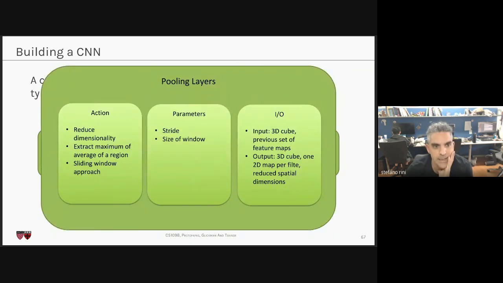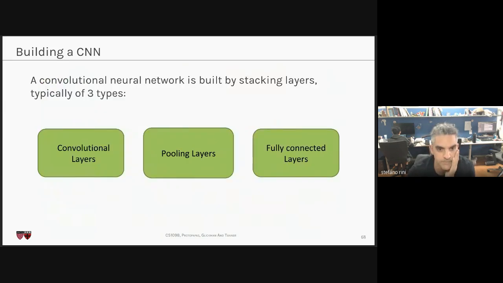Then we have the pooling layers. The action of the pooling layers is that of reducing dimensionality. You can extract some specific features from small patches. The parameters of the pooling layers are again the size of the window and the stride, and the output again will be a 3D cube, right? So sorry, the output will be a 2D cube, which is the collapsed dimension over which you've done it.